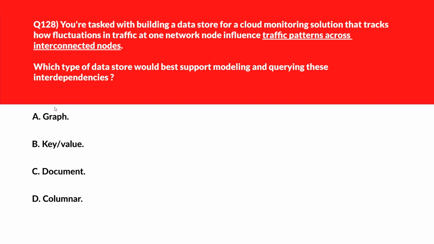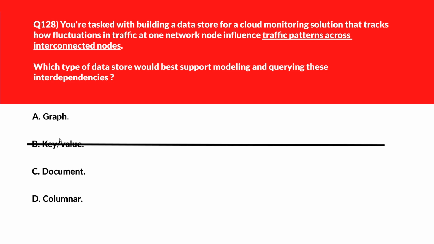Quick tip: whenever you see any kind of relationship or interconnections, this kind of keywords, graph is the correct answer. Let's move to option B. B says key value. Key value stores are limited in expressing how one network node impacts another due to their flat structure. So key value is wrong.